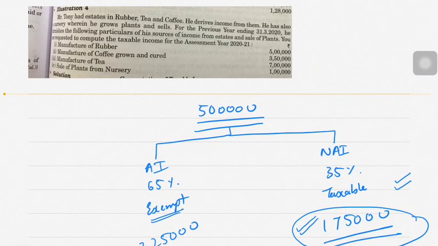Next one, sale of plant from nursery. For sale of plant from nursery, the whole income is considered as agricultural income. So this 1 lakh is agricultural income. So taxable income is 0. Okay. That is how you solve this question.